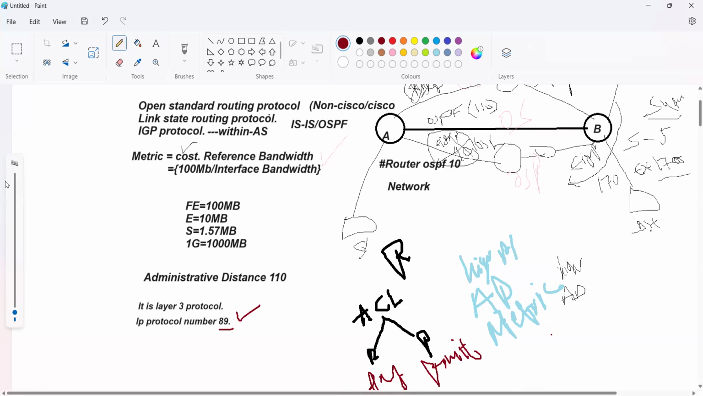And what about the EIGRP protocol number? The EIGRP protocol number is 88. This is 89 and the EIGRP protocol number is 88. So when a router sees a packet with protocol number 88, it knows that it contains EIGRP information and processes it accordingly. Yes, we will majorly identify the service this way.